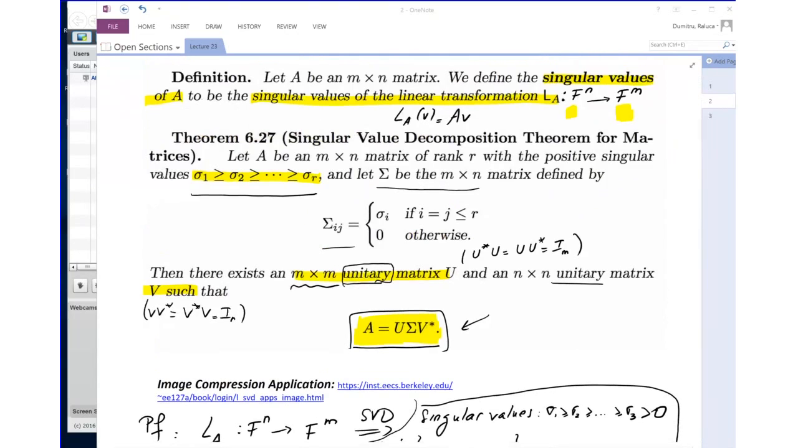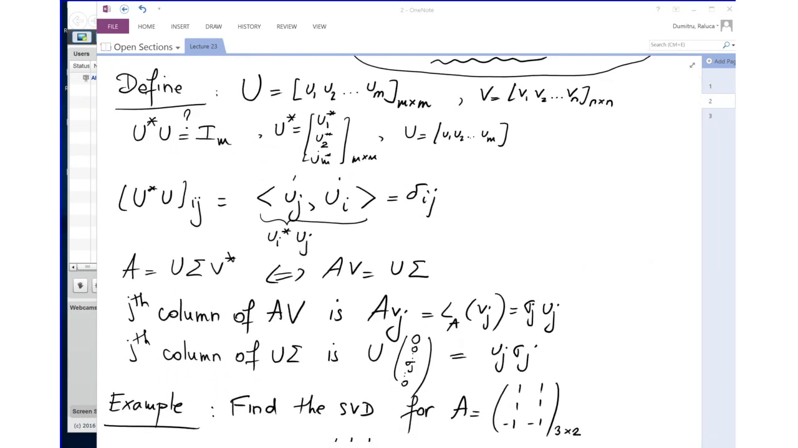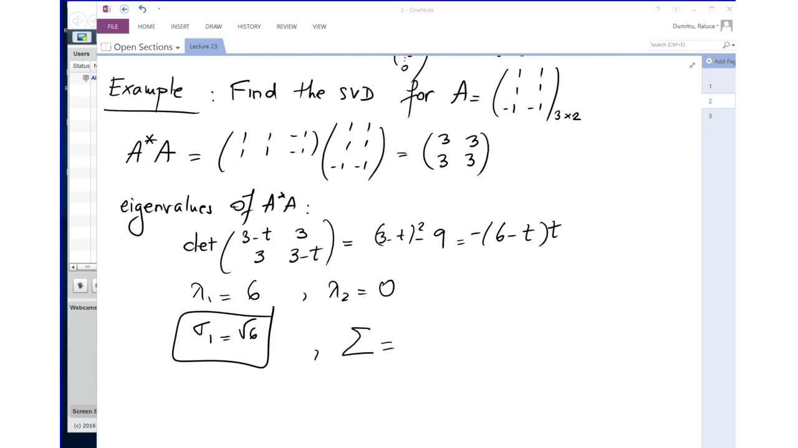What size should it have? Sigma should be m by n, the same size as the original matrix, and you should just have the singular values on the diagonal. So A was a 2 by 3, so sigma is a 3 by 2. You start with the singular values. Theoretically, you would continue on the diagonal, but there is nothing else to put there, right? So you just build a matrix that has the same size as A. So that is your matrix sigma.